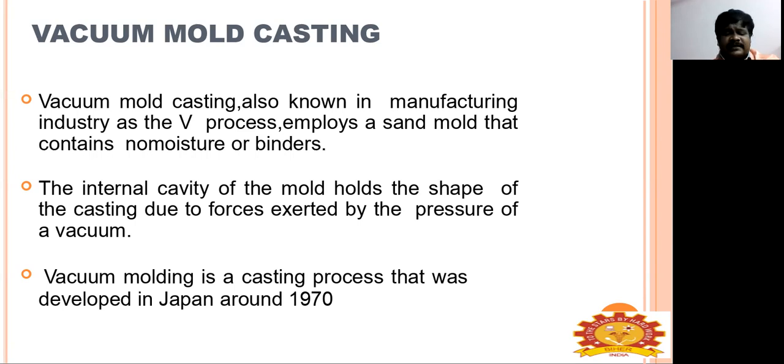In the case of vacuum casting, the vacuum molding, that casting process was developed in the late 1970s. The vacuum mold casting is known in the manufacturing industry as the V process. A special pattern we will use for the vacuum mold in the casting process.